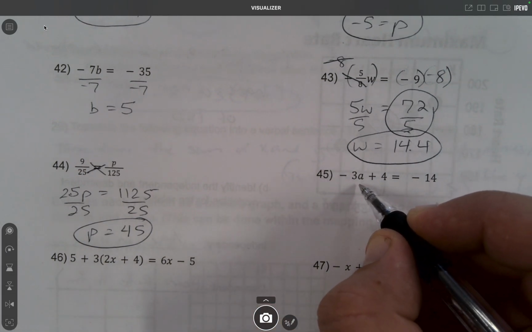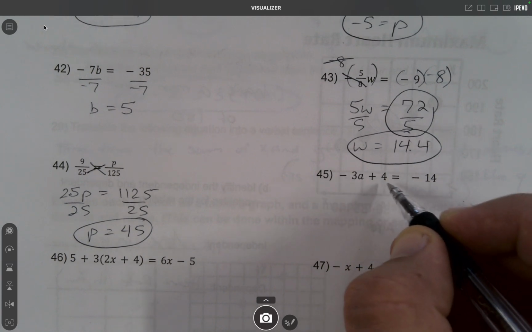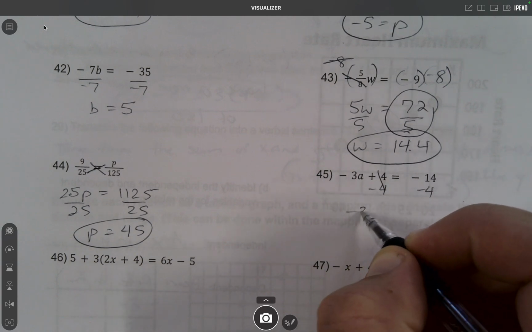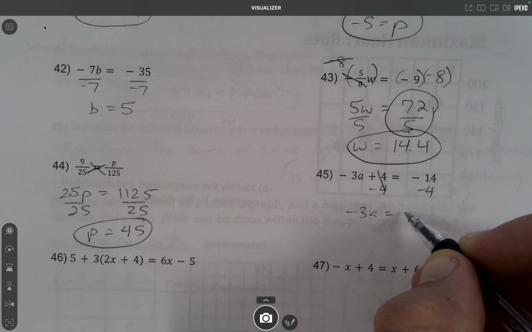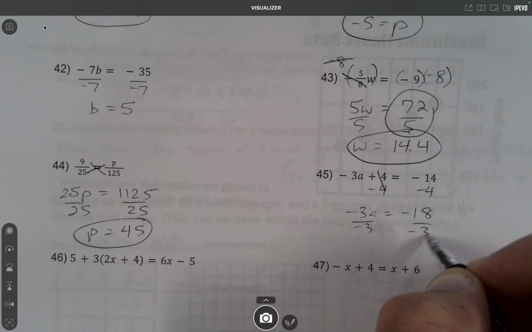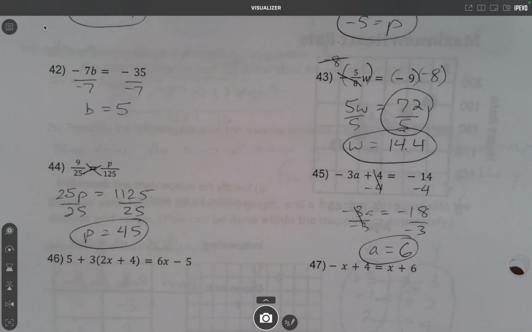We want to solve for a. We want to get a by itself. We want to start with what's farthest away from a, which is the 4 over here. So the first step is to subtract 4 from both sides. Negative 14 minus 4 is negative 18. Then we divide both sides by negative 3. Get a equals positive 6.